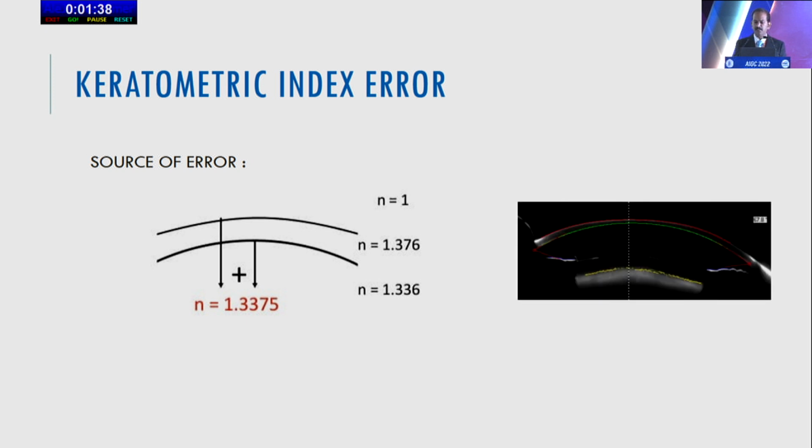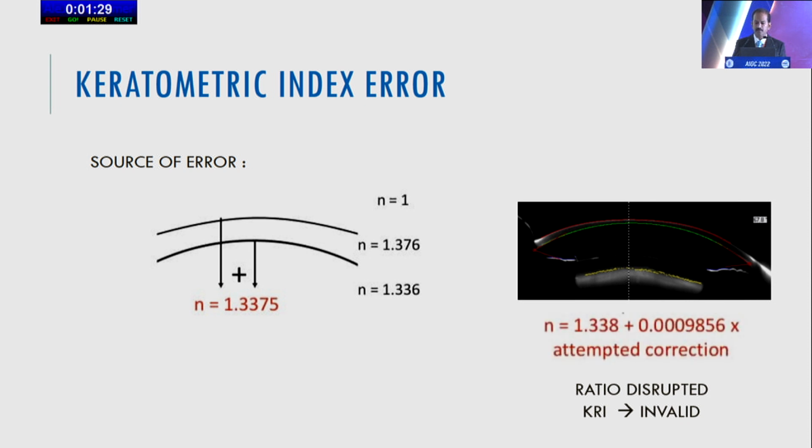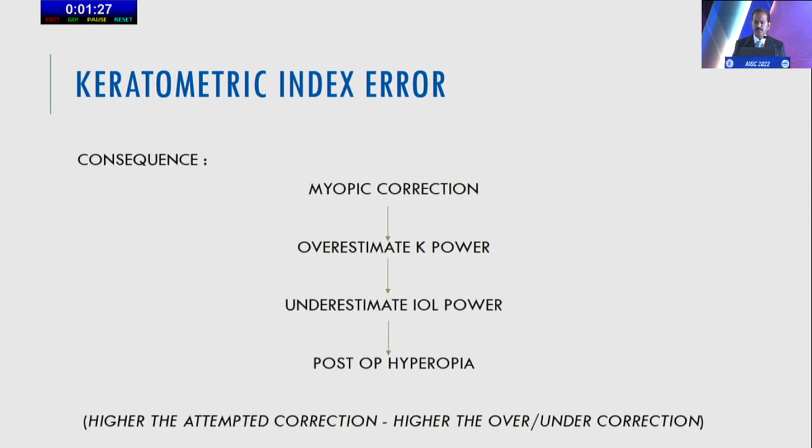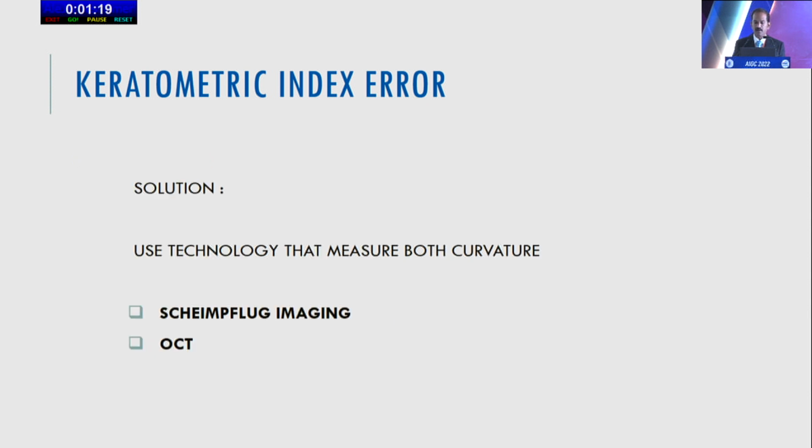It works well in virgin eyes, but in a post-refractive eye, where the anterior cornea is actually altered, the ratio of anterior to posterior is also altered, so the ratio becomes invalid. So if you use this in a myopic correction, it will overestimate the K, underestimate the IOL power, resulting in a postoperative hyperopia. The higher the attempted correction, the higher the over or under correction.